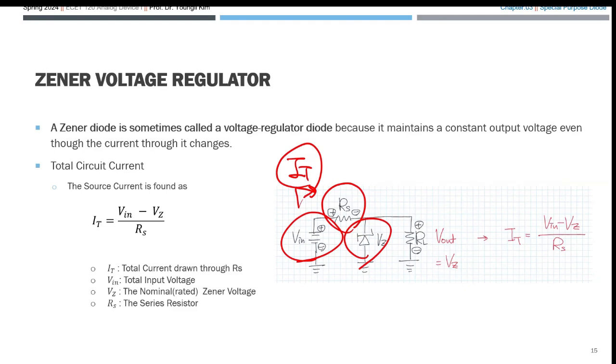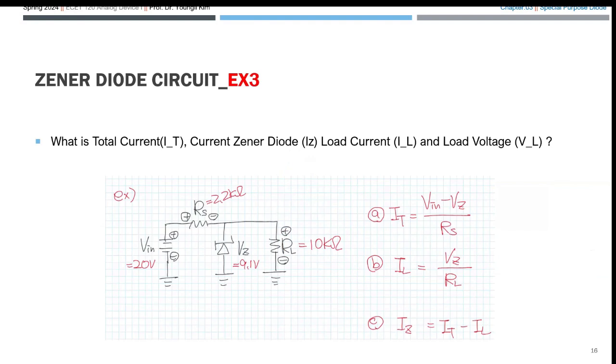In the next slides, we're going to learn about sample questions. But now you can find the source current, sometimes called the total current, by taking the difference between input voltage and the Zener voltage and dividing by the source resistor. So now, in here, they have 3 questions. What is the total current? What is the Zener diode current? What is the load current?